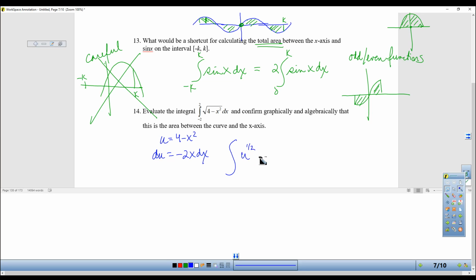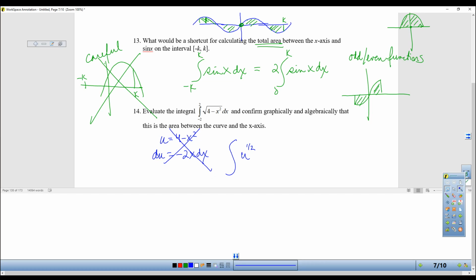U to the 1/2. And I don't have the 2. And I don't have the x. You can't add an x to a problem. It's not allowed. You can add a number, a constant, but you can't add the x. So this isn't going to work.